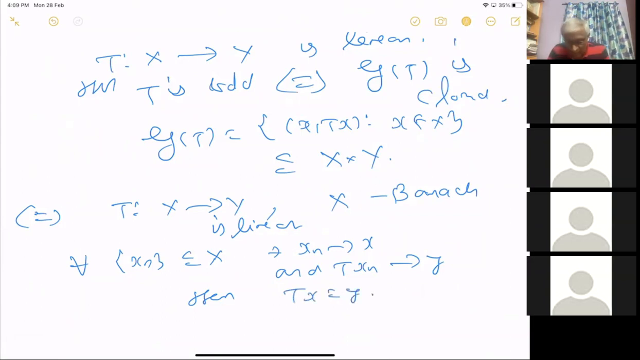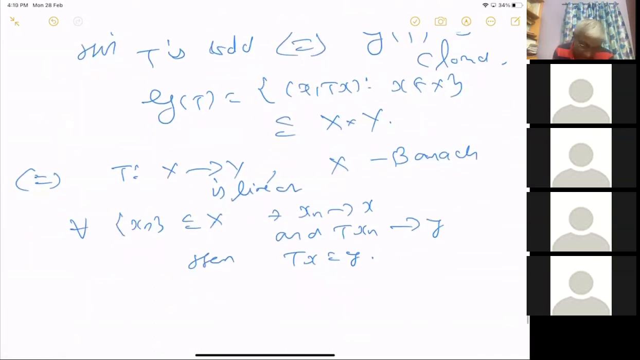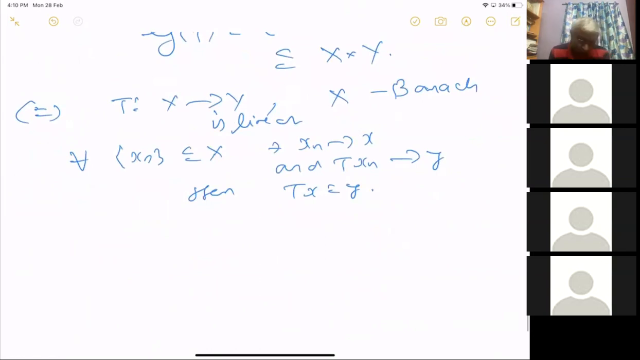Usually if you want to prove something is continuous, you have to prove that xn converges to x implies Txn converges to Tx. That will be more difficult. Here you can assume the convergence of Txn. So xn converges to x, Txn converges to y, then you need to verify Tx equals y for the graph to be closed. To apply the closed graph theorem, it's important that X is a Banach space. So this is the closed graph theorem.